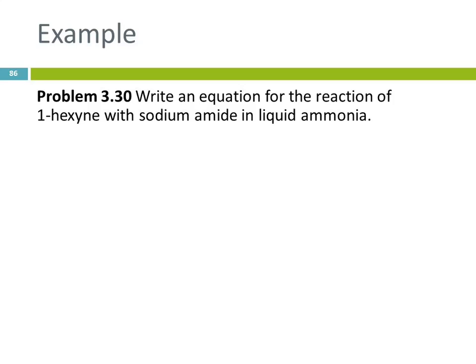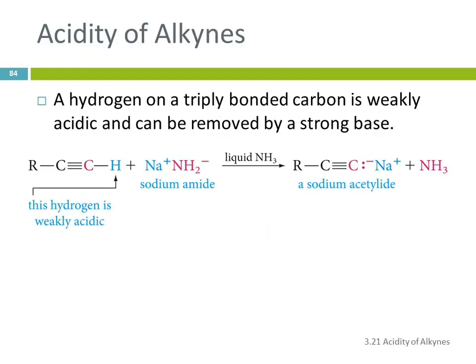Write an equation for the reaction of 1-hexyne with sodium amide in liquid ammonia. Okay, I do not expect you to know what sodium amide is. So this is sodium amide, and this is liquid nitrogen, I'm sorry, liquid ammonia. And so what it does is the NH2 takes the hydrogen from the alkyne, from the carbon-carbon triple bond, and it becomes ammonia, and then this anion pairs up with the sodium.